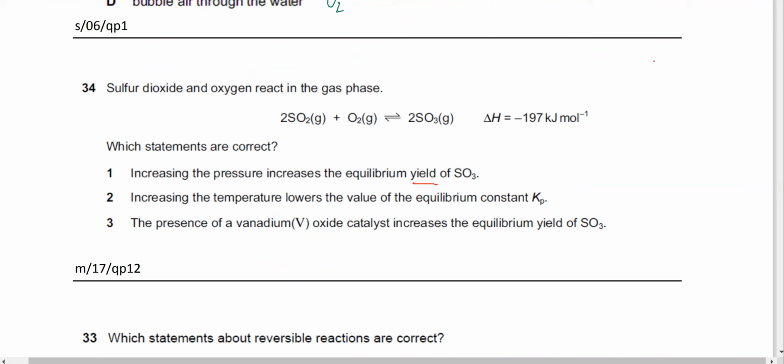Yield means output. Whenever they talk about yield, that means output or product. So do you get more product or less product? If you increase pressure, which side is favored? The side with fewer gas moles. Over here you have 2 moles of gas. On the backward side you have 3 moles of gas: 2 moles of SO2 and 1 mole of O2. So if you increase pressure, fewer gas moles.